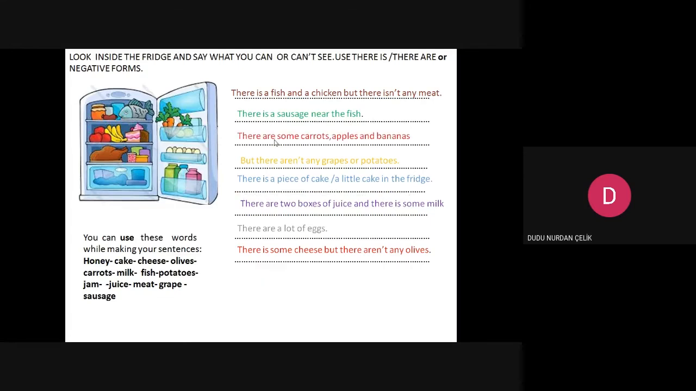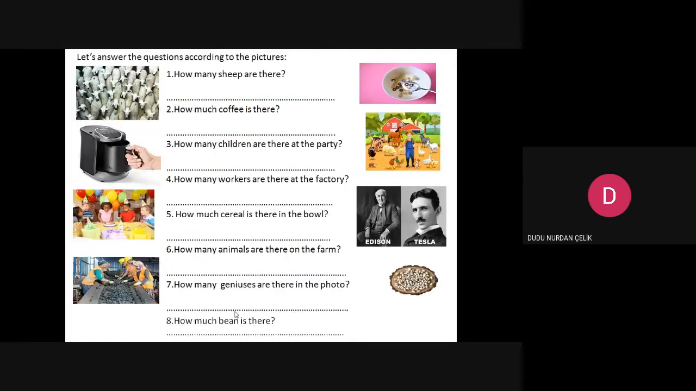And the last sentence, there are some carrots. Look, there are some carrots, apples, and bananas. Okay, I think you understood the subject well. Now let's look at the next page. Okay, we have got some questions here with how many or how much, and again the pictures of some objects or people and the quantities of them.